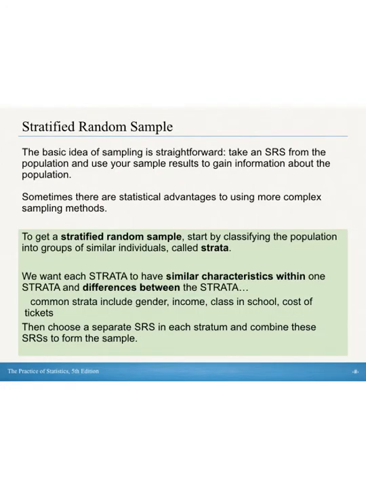So sometimes a simple random sample is all we need, but sometimes we want to have a better idea of a representation of a large population or a population that might have some variations within it. So to get a stratified random sample, we're going to classify the population into similar groups and then take a random sample from each of those strata. Very often the similar characteristics that might be looked at are gender, income, class in school, if we're talking about representation of a population of a high school, for example, or cost of tickets, if we're looking at a basketball game and different things based on how expensive your tickets were.